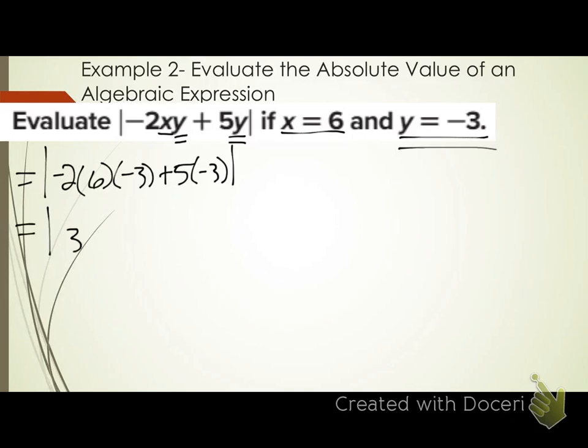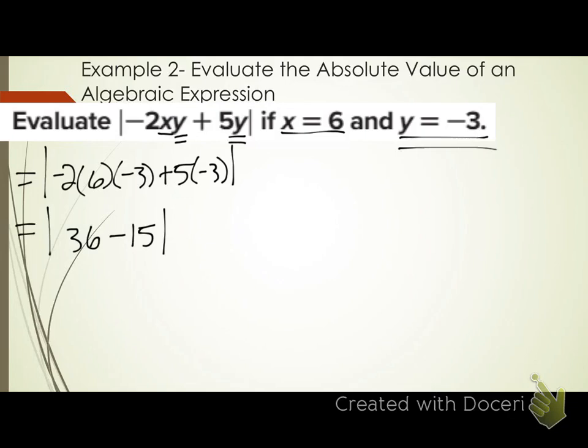Positive 36. So negative times a positive gave me a negative. Negative times another negative gave me a positive. Now I've got 5 times negative 3, which gives me negative 15. We okay with my multiplication there? Any confusion up to this point? Okay, what's next?